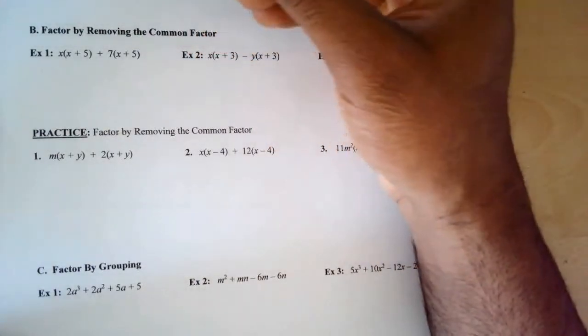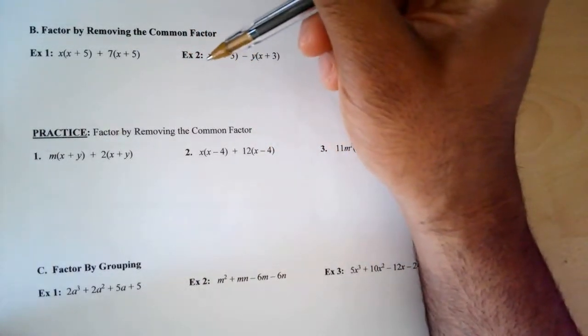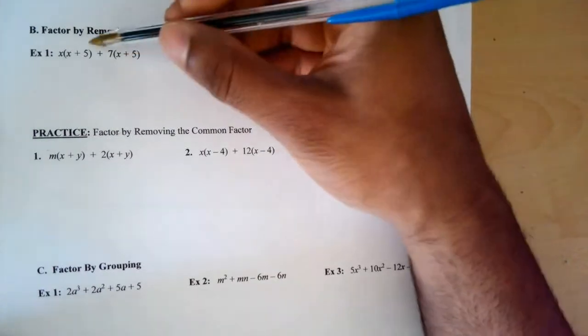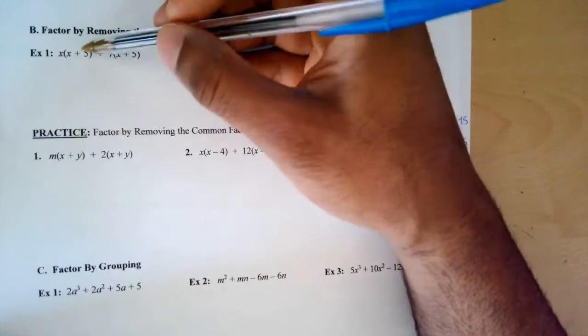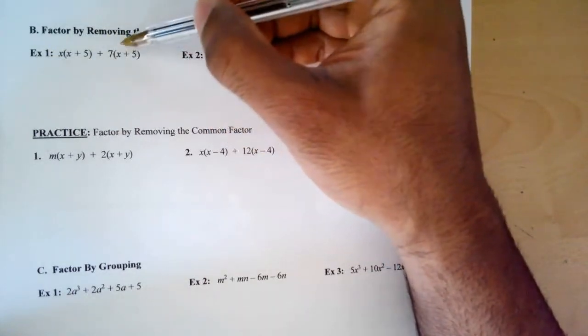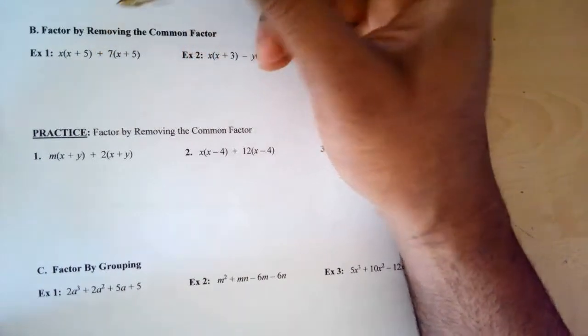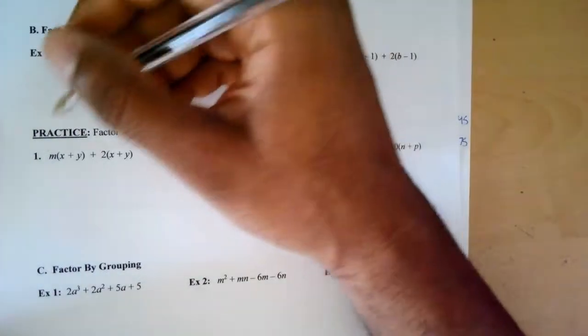So here it says factor by removing the common factor. The trick here is binomials can be a common factor as well. So what does this term and this term have in common? They both have this x plus 5, right? So we can write that down.